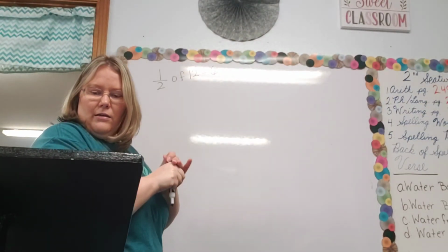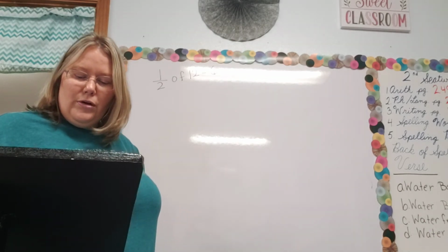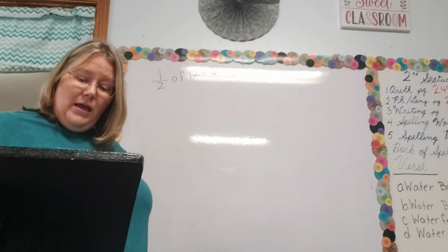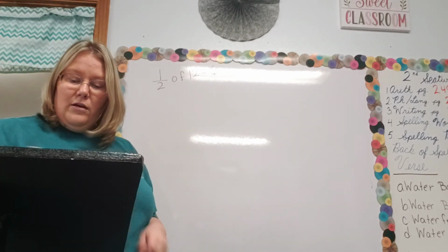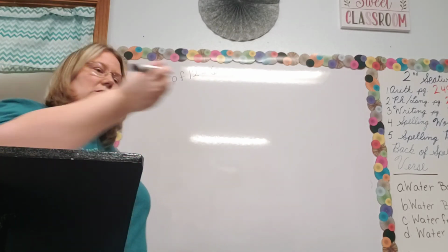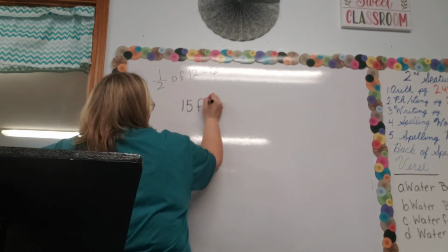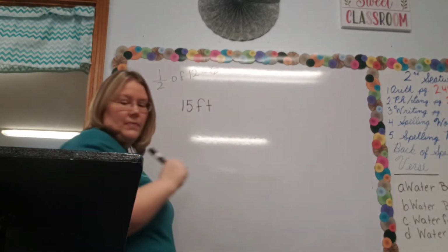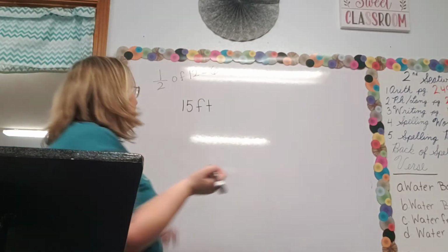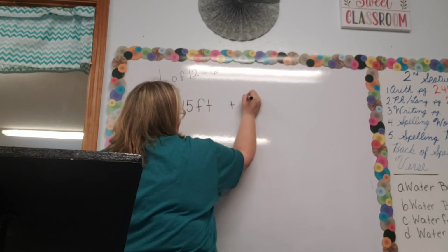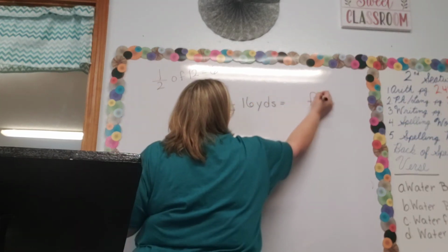So we have, Mr. Lee has 15 feet of oak board and 16 yards of pine boards. So how many feet of wood does he have? So we want to find feet. So we start with 15 feet. Okay? And then he has 16 yards of pine board. So 16 yards. And we want to know how many feet.